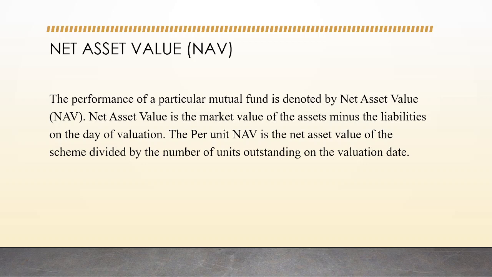So net asset value is the market value of the assets minus the liabilities on the day of valuation. We have to calculate the per unit net asset value. It is the net asset value of the scheme divided by the number of units outstanding on the valuation date. So net asset value is equal to the value of the securities minus liabilities divided by the number of units outstanding. The net asset value of any scheme tells us how much each unit is worth.